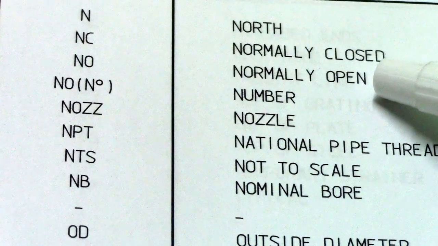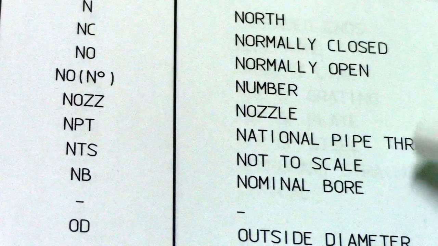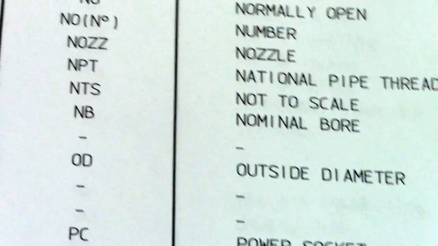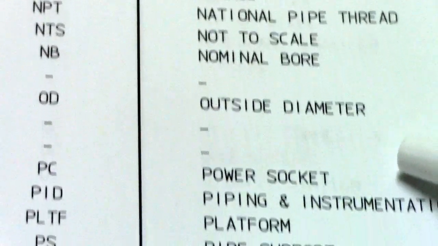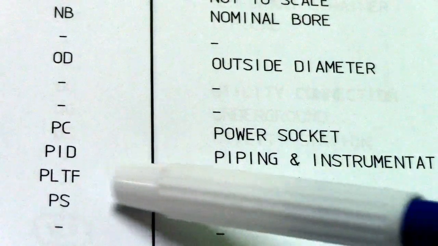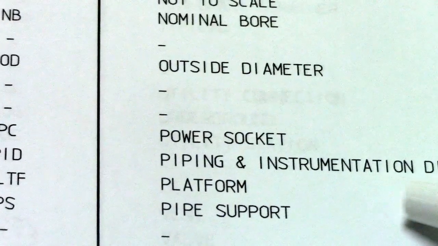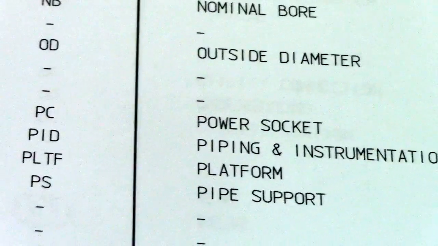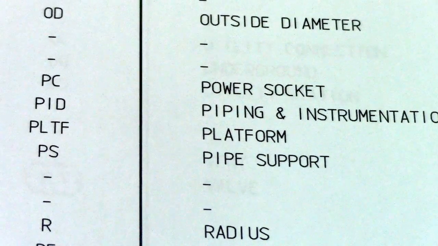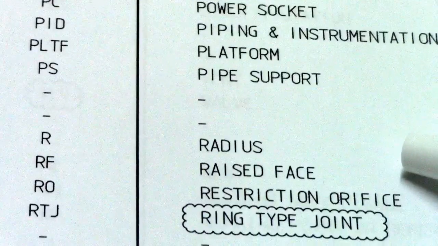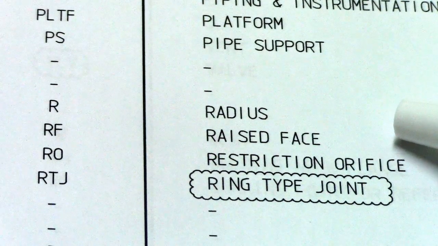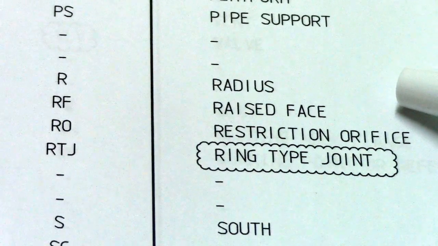Normally closed, normally open. Number, nozzle, national pipe thread, not to scale. Nominal bore, NB. OD, outside diameter. Then the P&ID, this is important, piping and instrument diagram. Platform, pipe support, PS. Radius, R, RF, raised face, RO, restriction orifice, RTJ, ring type joint.